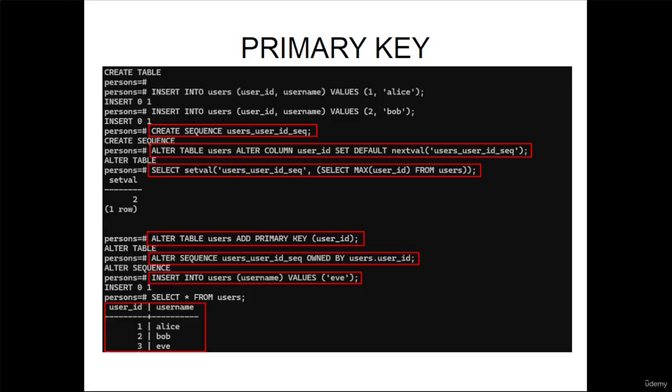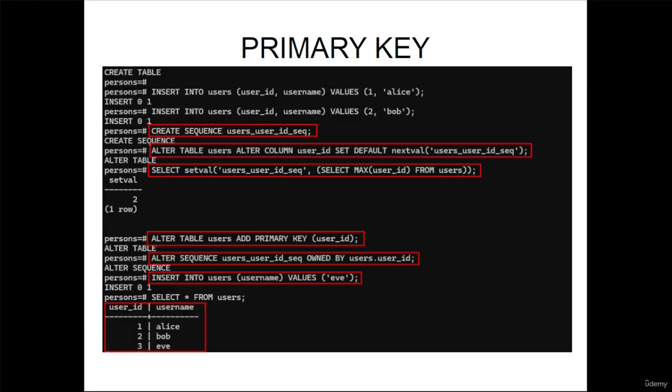CREATE SEQUENCE users_user_ID_seq. This statement creates the sequence. ALTER TABLE users ALTER COLUMN user_ID SET DEFAULT nextval('users_user_ID_seq'). We use ALTER TABLE to set the sequence as the default value for user_ID. SELECT setval('users_user_ID_seq', (SELECT max(user_ID) FROM users)). This sets the sequence's current value to 2, the maximum user_ID. The next call to nextval returns n+1, which equals 3 in this case.